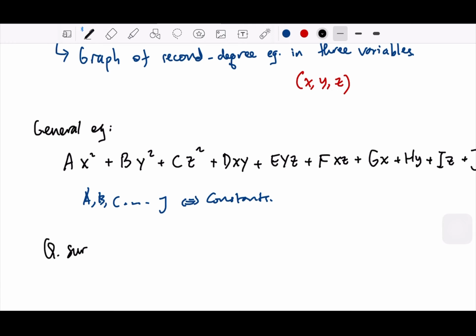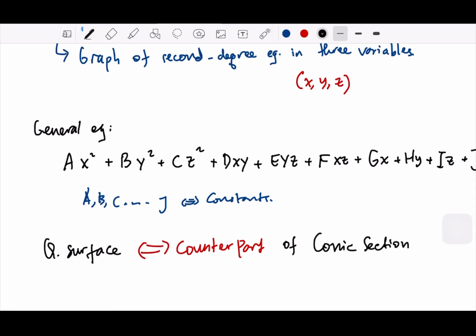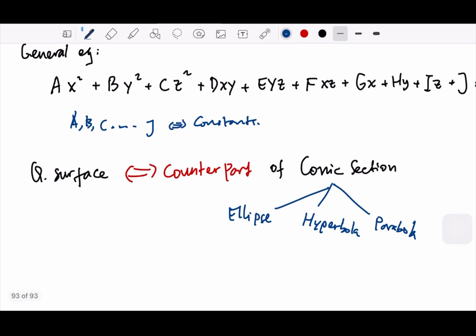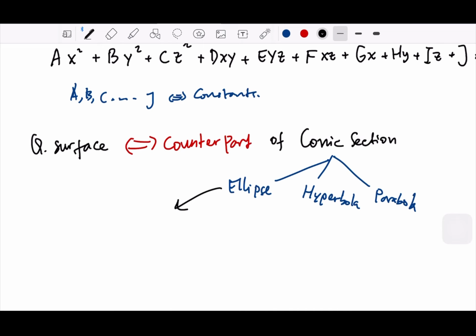Okay, now if we take the quadratic surface, we can say that this is a counterpart of the conic sections, and I hope you still remember the types of conic sections. We have at least 3 types, right? We have the ellipse, the hyperbola, and the parabola.